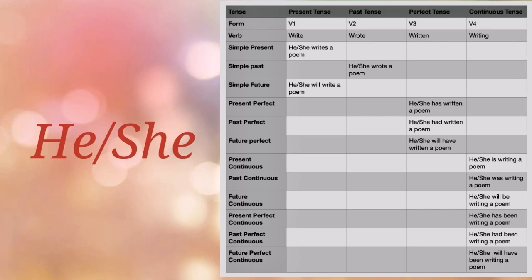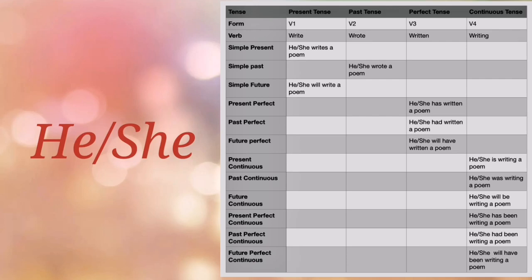V3 written is used to make present perfect tense he or she has written a poem, past perfect tense he or she had written a poem and future perfect tense he or she will have written a poem.